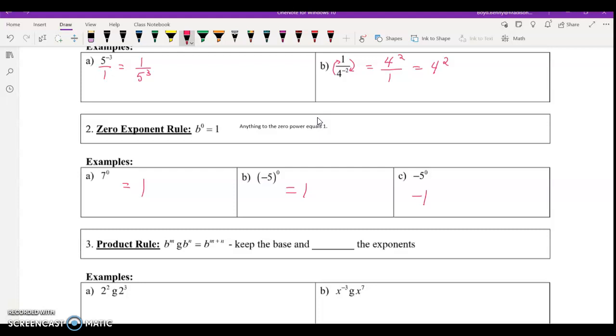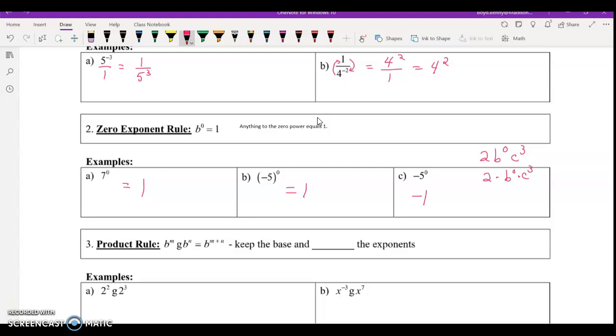Let's take a look at an example like this, though. What if we had something like 2b to the 0, c to the third? Well, if I replace that b to the 0, anything to the 0 equals 1, you've got to remember that this is a multiplication problem.